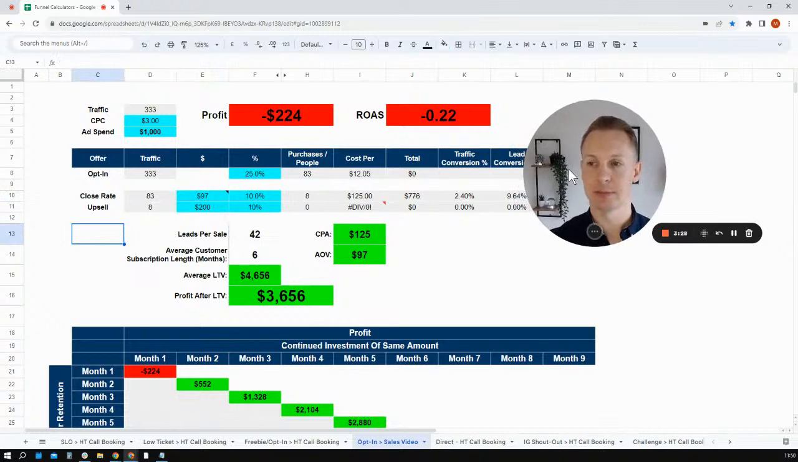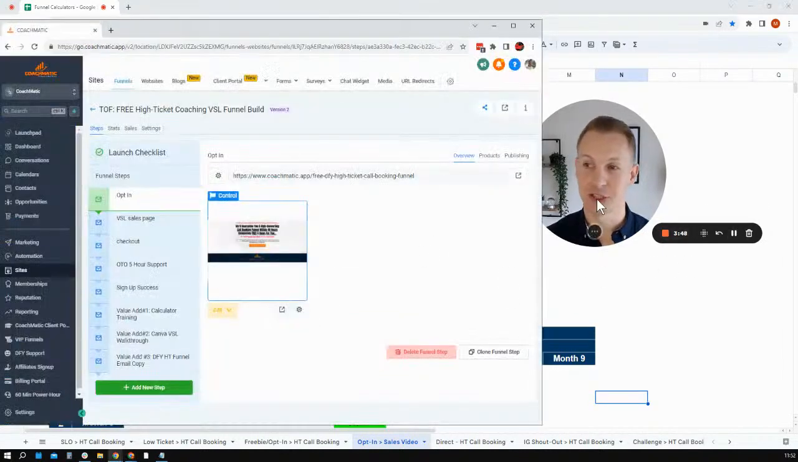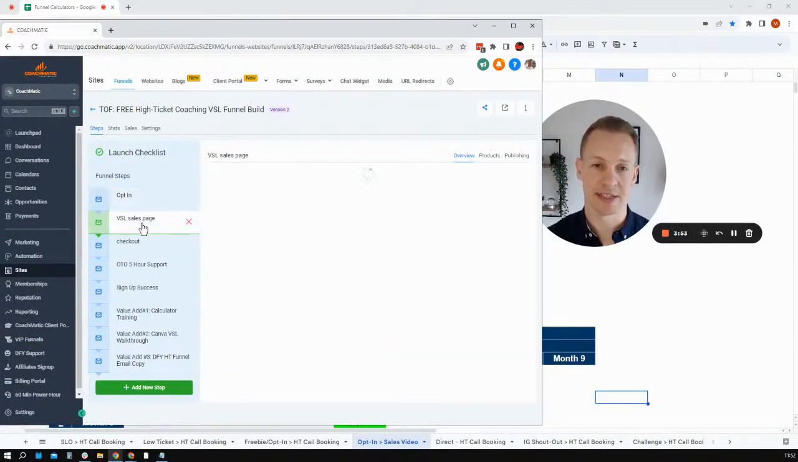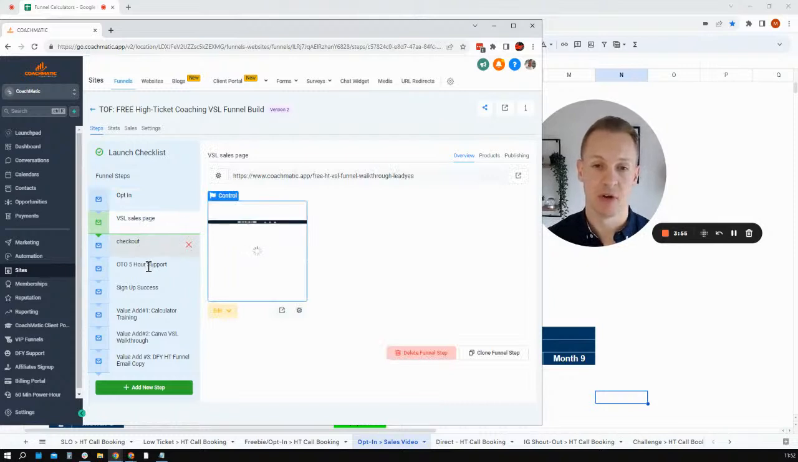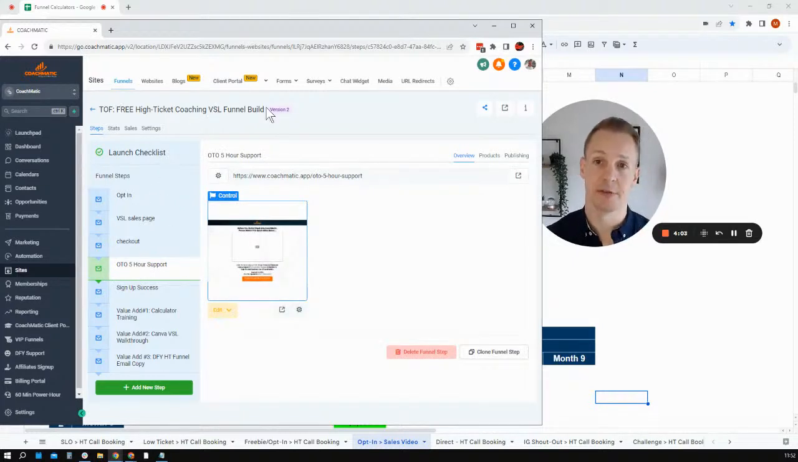So how this is built out is, let's just say I put $1,000 in ad spend towards this funnel. This is a particular funnel that I'm looking at here. There's no need to go too much into the funnel right now, but you'll get the idea. But actually, I will just show you it quickly. Okay, so I've just pulled up the funnel quickly. I just quickly paused the video and pulled it up. So as you can see here, we have our funnel. We've got our opt-in page, our VSL sales page, our checkout, and our one-time offer and then success page. Okay, so that's how it works. This is our funnel for our free high-ticket coaching VSL funnel build.